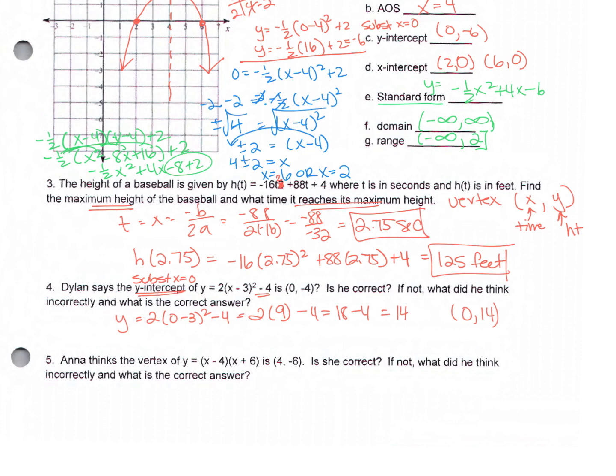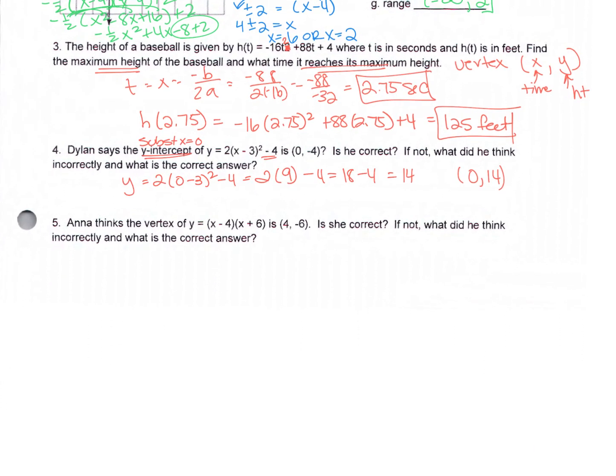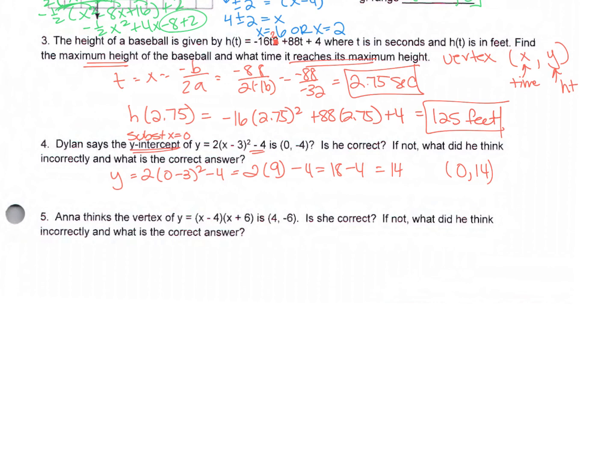Okay, so let's take a look at the next problem. So Anna thinks the vertex is 4, negative 6. Oh, no, no, no, no. So this is not in vertex form. This is in factored form. So these are my factors. This is where I can find my x-intercepts. If I set this equal to 0, my y is 0, then my x's will be x minus 4 equals 0. So one of my x-intercepts is 4. And my other x-intercept is negative 6. So if I think about that graph, I've got an x-intercept here at 4, 0, and I have an x-intercept here at negative 6, 0.